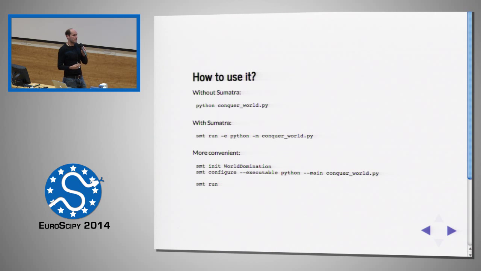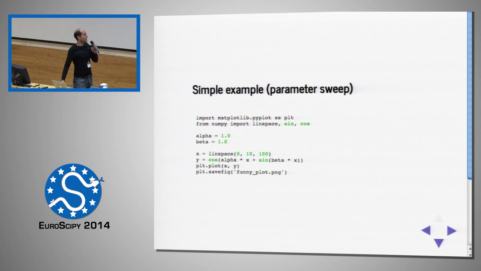And before it does that, it tracks the dependencies. It goes through the libraries, tracks their versions, it tracks your environment, and afterwards it keeps track of all the outcomes and the files that you generated. If you configure it, basically all you need to say is then smt run, and it knows about your script and the executable.